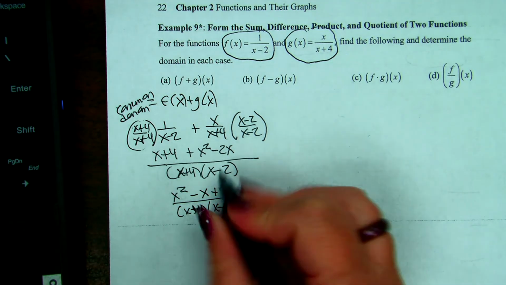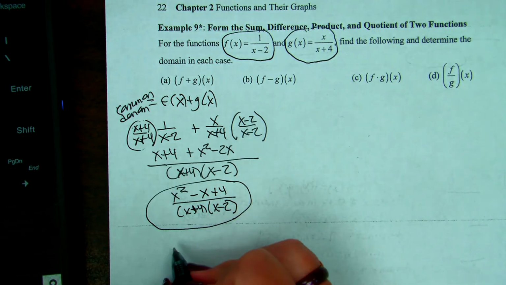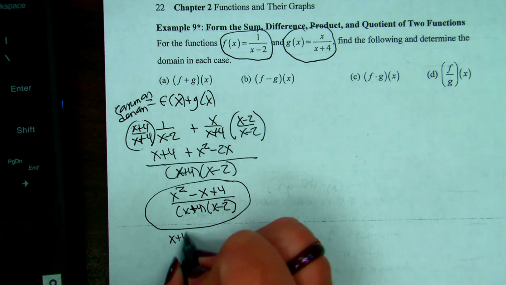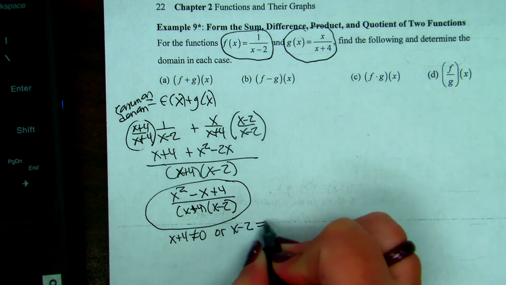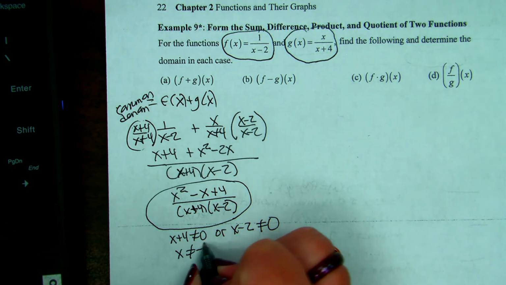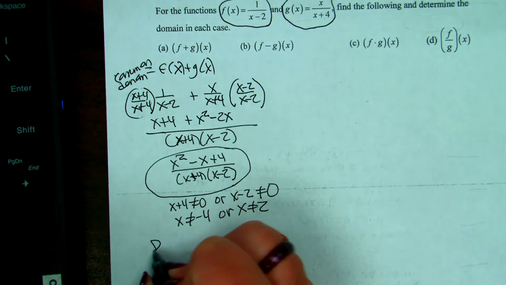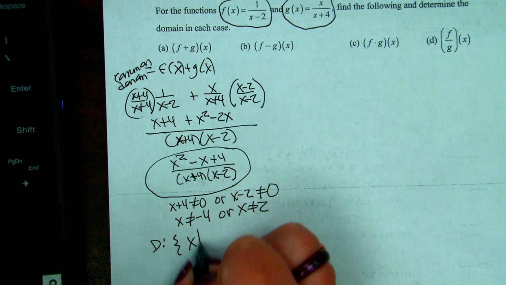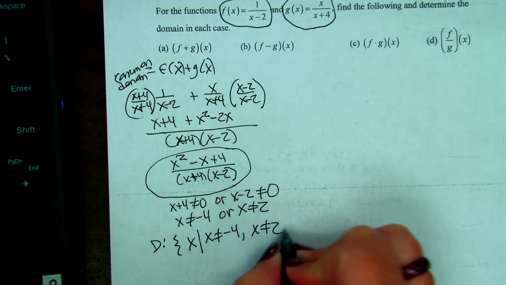And that's our solution. And we want the domain, so x + 4 can't be 0, or x − 2 can't be 0. So x can't be −4, or x can't be 2. So you write in set notation, the set of all real numbers x such that x is not equal to −4 and x is not equal to 2.